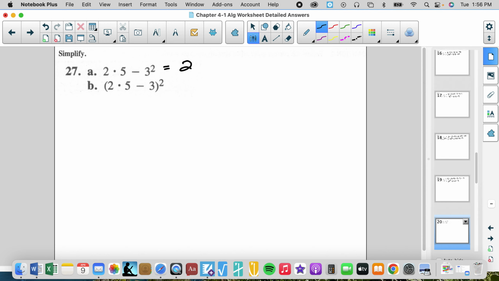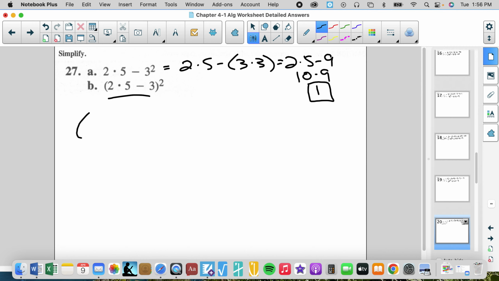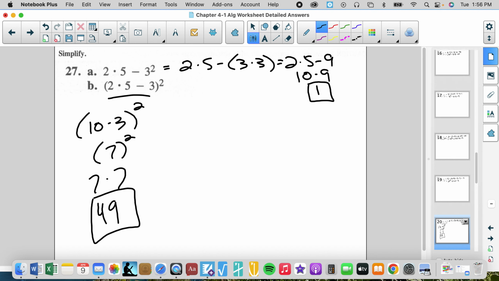Orders of operations, 2 times 5 minus 3 squared, which is 2 times 5 minus 9, which is multiplication before subtraction, which is 1. So here's my answer for A. B, we're going to do what's inside. So we'll do 2 times 5. We'll do multiplication before subtraction. So we have 10 minus 7, minus 3 squared. And that's 7 squared, which is 7 times 7, which is 49. So that's the B answer.